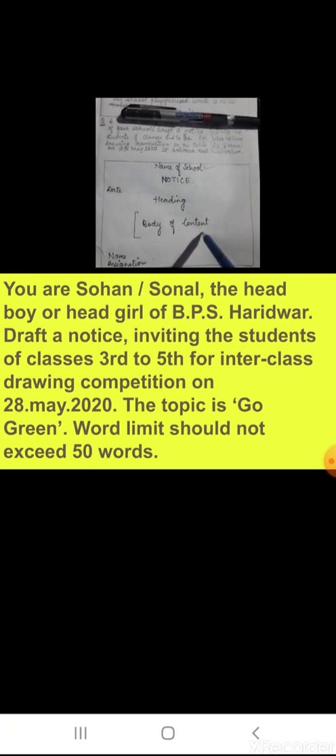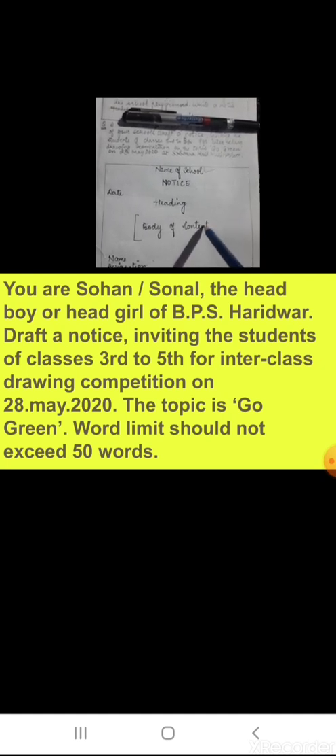In the body of content, you have to give the details. What kind of details? This notice is for which classes? 3rd to 5th. Which students should take part? 3rd to 5th. This competition is an inter-class drawing competition. This will be held on 28th May. And the topic is also given in the question. Yes, the topic is also given in the question. So you also have to write down the topic.